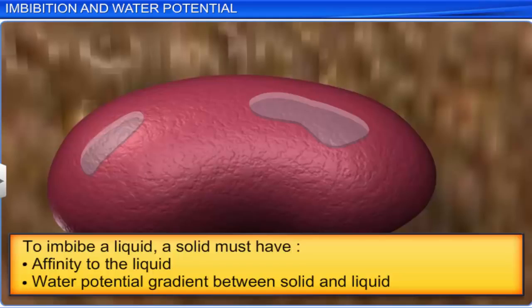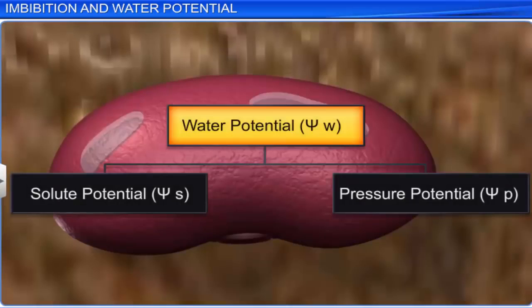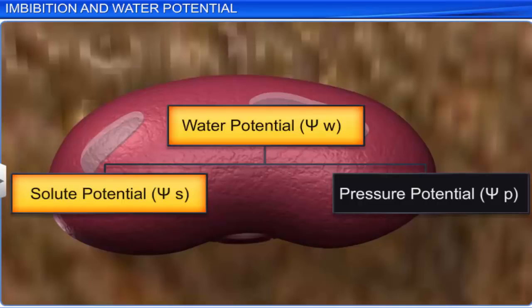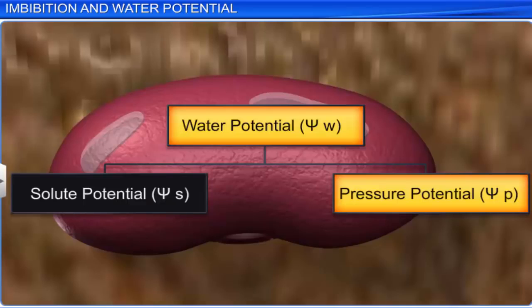Also, the water potential gradient between the absorbent, that is the solid, and the liquid imbibed is essential for imbibition. The water potential gradient comprises two main components, solute potential and pressure potential.